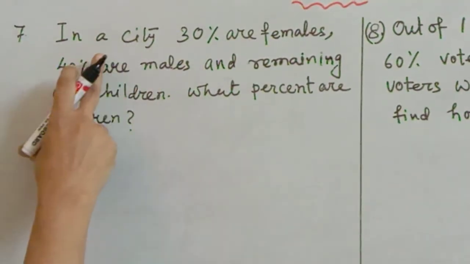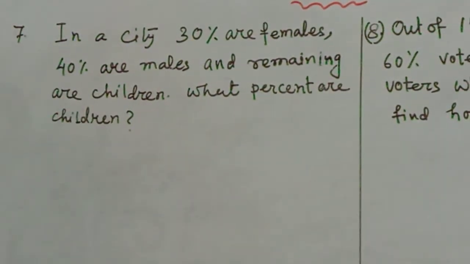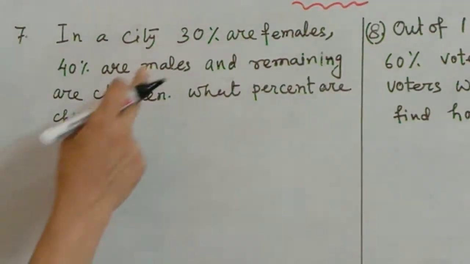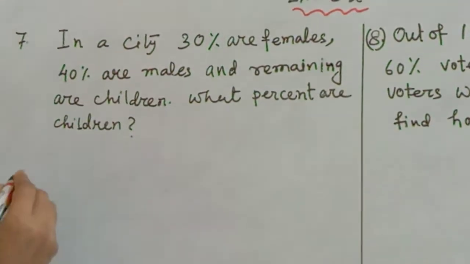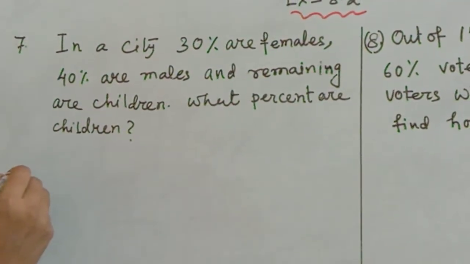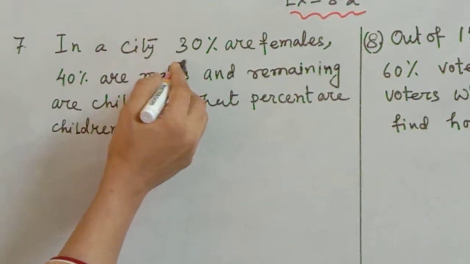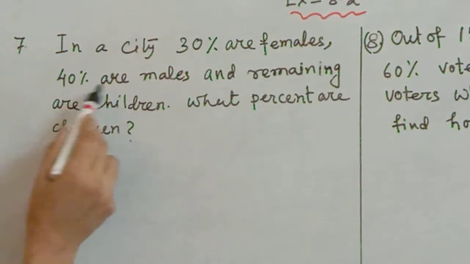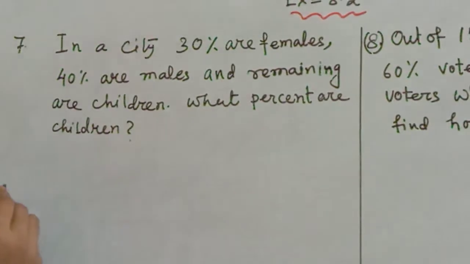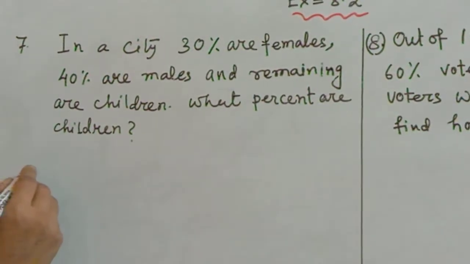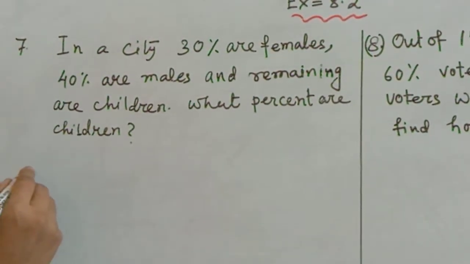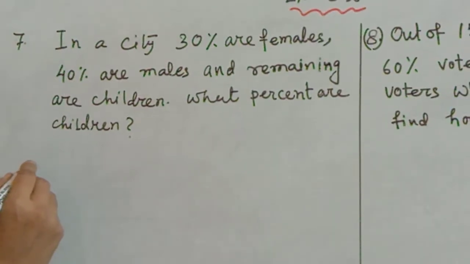Say when they have done the survey, it is out of 100 they have done. 30 females are there, 40 males are there and the remaining are children. So the percentage of children is what remains after the total percent of males and females.